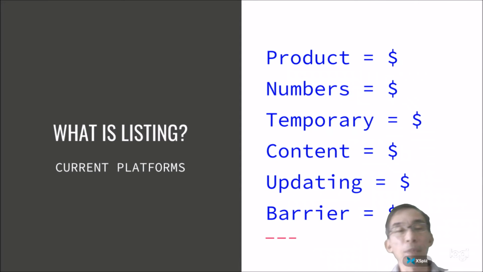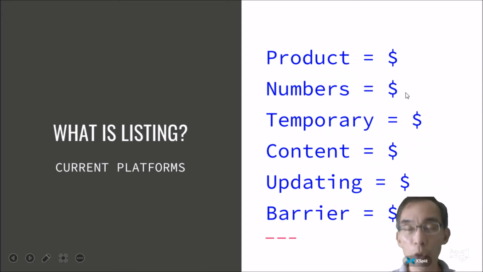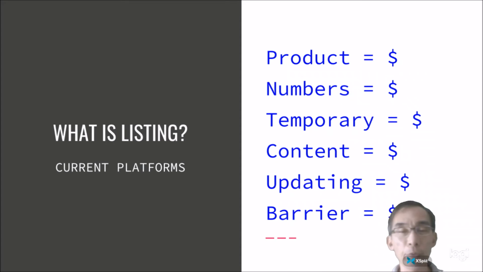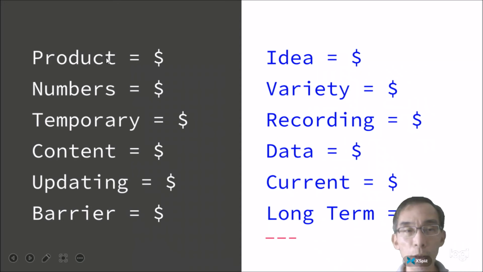So what is listing? In the current platform, listing is a lot of time depending on the product. So they are very product centric. They are in numbers, so they don't really concentrate on the selling person, the person who sells the product. They are more concentrating on the product, and it is temporary, because most listings would have an expiry date, and it is very content driven. If you have a good content of listing, then you generate more visitors. And it takes a lot of updating, and also it is a high barrier, because you need to collect a substantial amount of information before people would find it useful to come to the platform. So we want to highlight all these products and the numbers.